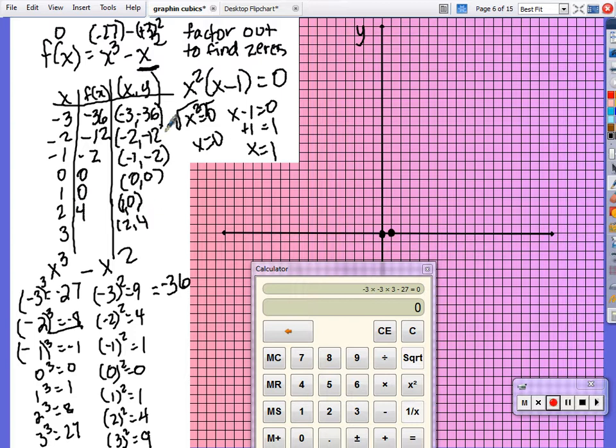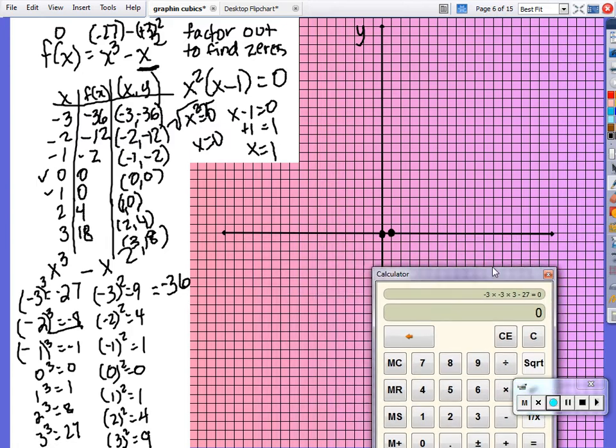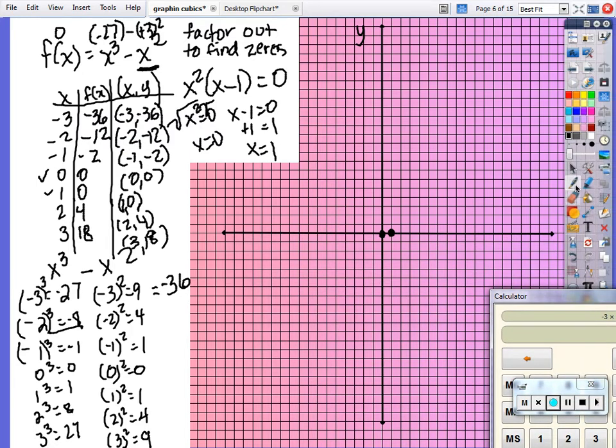So you'll notice that these don't match. The -2, -12, and 2, 4. They don't always match, so you can't just always make that assumption. And we got 27 minus 9, and that's 18. So we have 3 and 18. So let's look at these. And notice, again, that I picked 7 points, and I got 2 of my zeros in there. So let me move my calculator out of the way, and let's graph this guy.